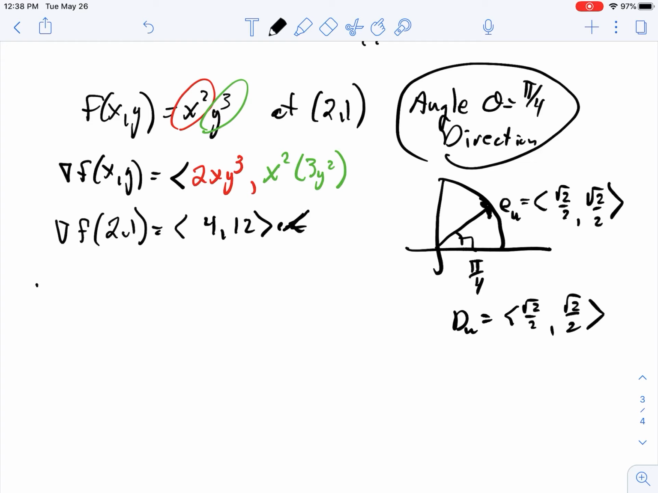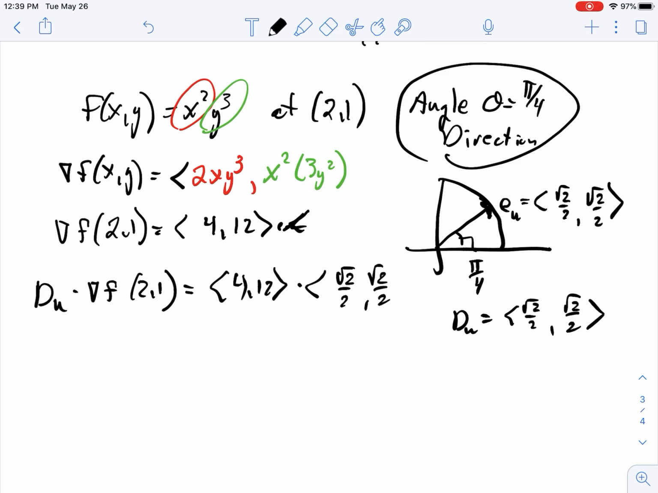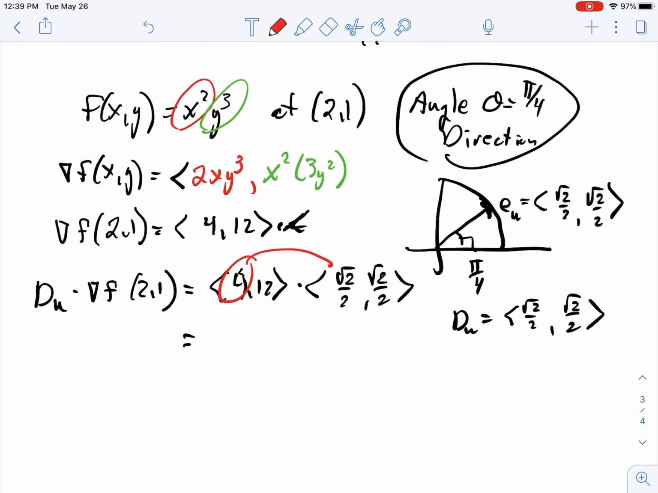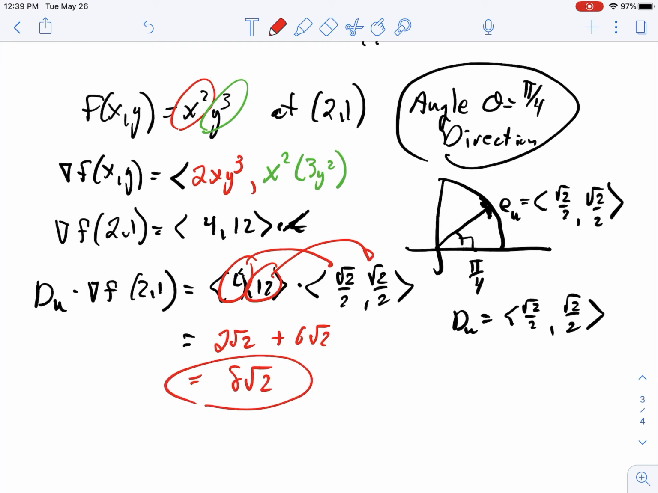And therefore, if I multiply that, oops, let me come back here. So directional del f of 2, 1. I have 4, 12 and dot it with root 2 over 2 and root 2 over 2. And let's see what we got. So 4 times that would be 2 root 2. 12 times that would be plus 6 root 2. And therefore, our magnitude of that direction will be 8 root 2.